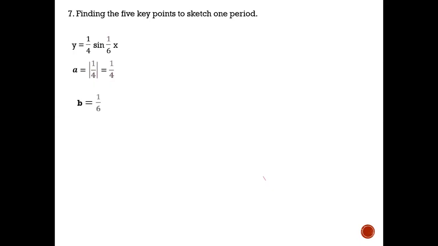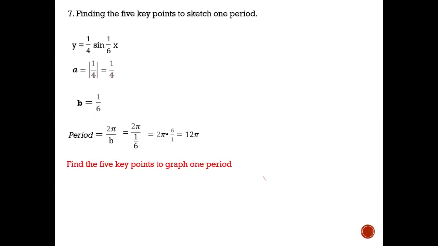Okay. To find B, B is given as 1/6. But there's a formula to find B. The B is referred to the period of the trigonometric function. So let's find the period of this function given this value. So we know that B is 1/6. And to find the period is 2 pi over B. So let's plug in 1/6 for B and solve for the period. So once we simplify this, we find out our period is 12 pi.